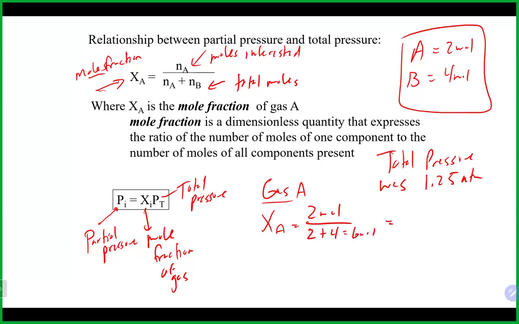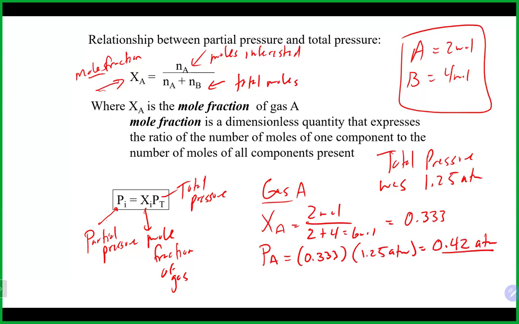And if we do that, that will get us 2 divided by 6, which gets us about 0.333. Basically 33% of it is A. We can then put it into this equation where the partial pressure of A would equal our mole fraction times our total pressure of 1.25 atmospheres. And basically here we would get 0.42 atmospheres in this case as the partial pressure of A.